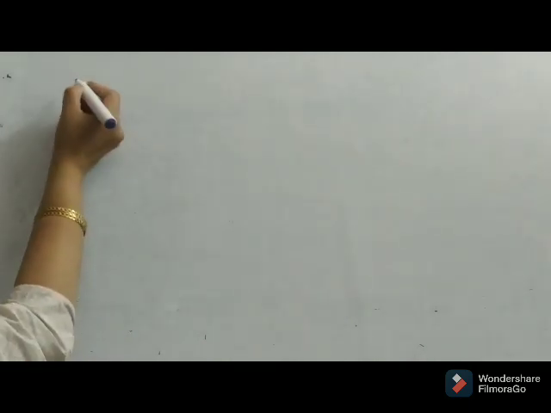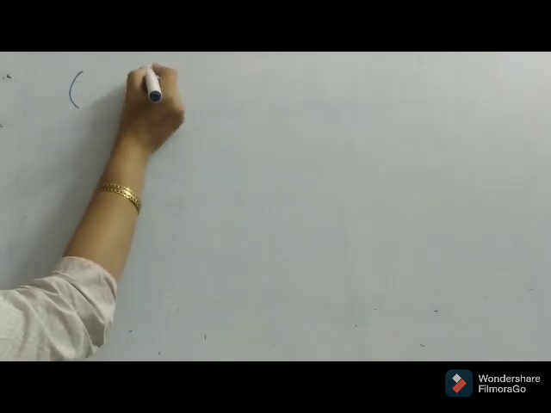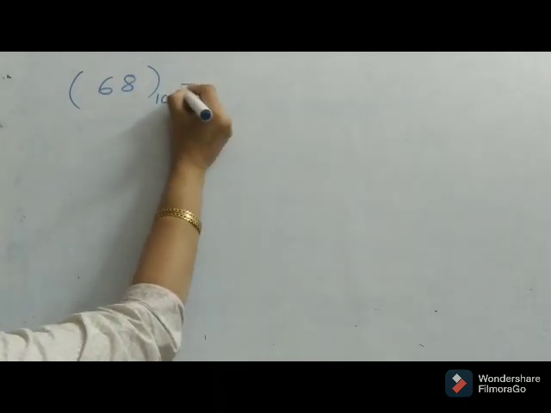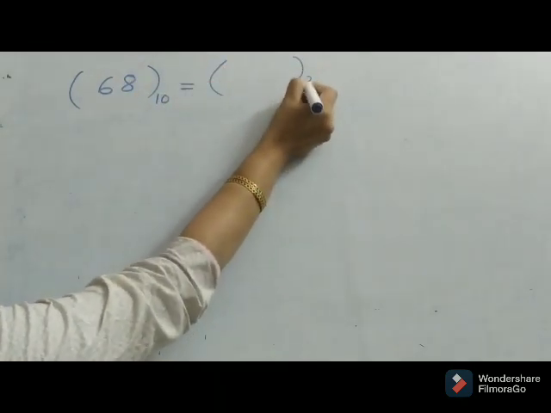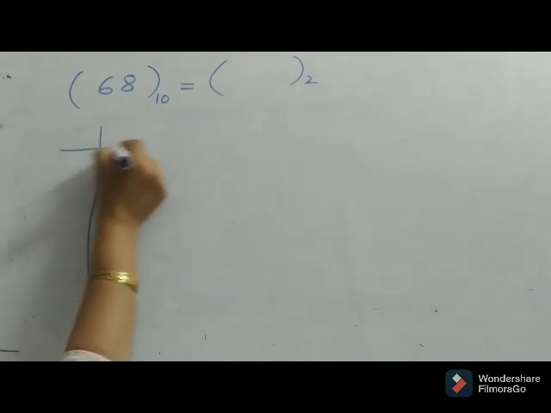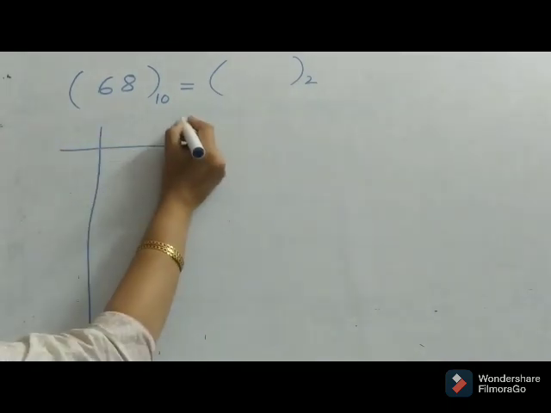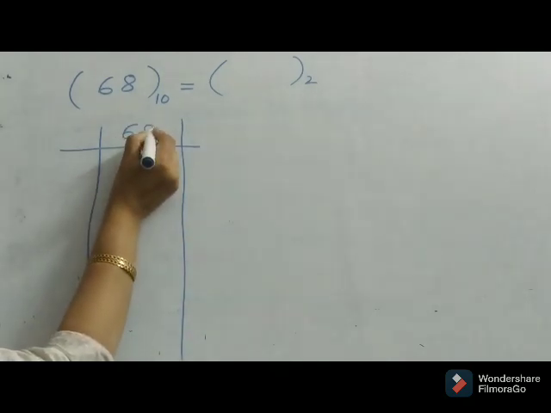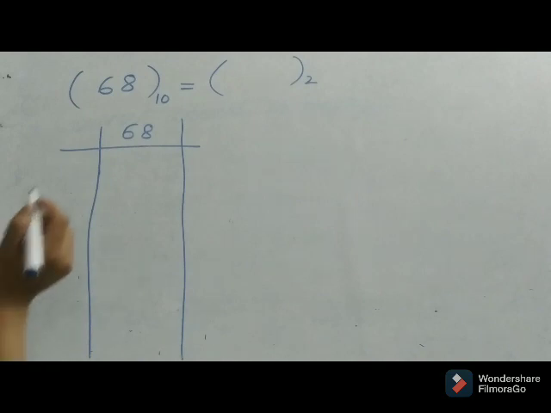Alright, now let's take one more example. Let us convert 68, which is a decimal number, into a binary number. So again the same process, we'll draw a line and we'll draw one more line for the remainders. We'll write 68 here.